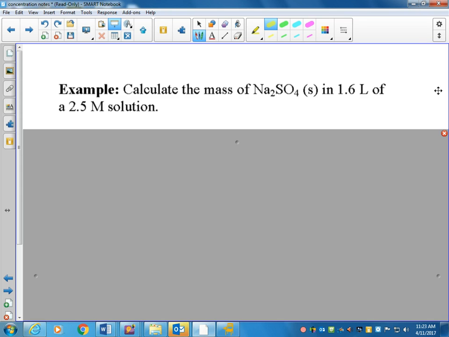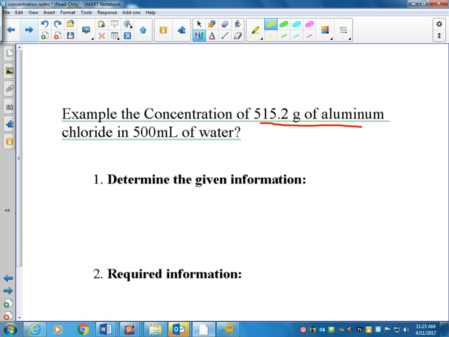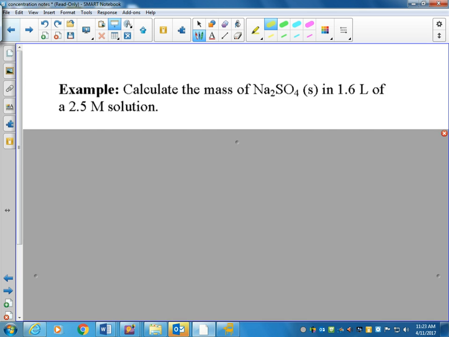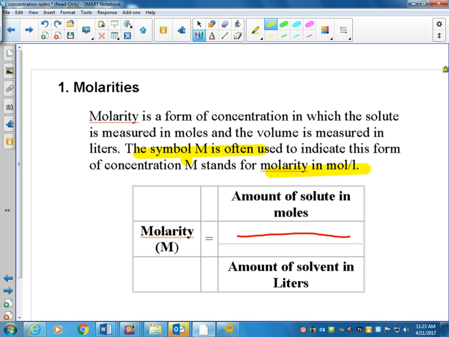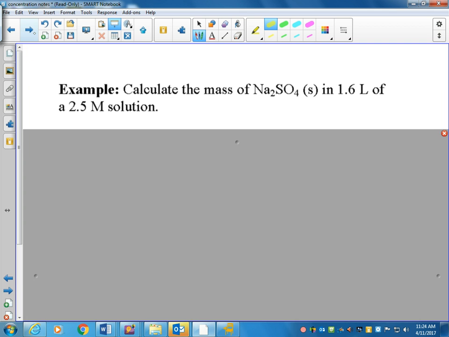What are we given? We're given a volume, and we're given a concentration in M. So what can we find using this formula? We are given a concentration, and we are given the amount of liters. We can find the amount of moles. Is that what the question asks? What did the question ask? It asked for calculating the mass, so grams.